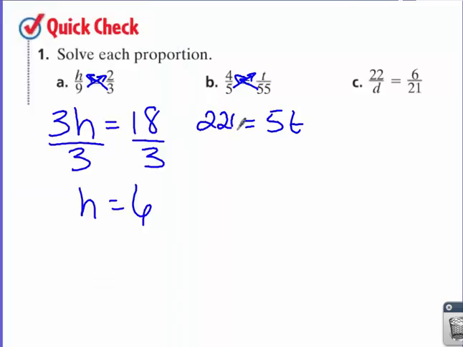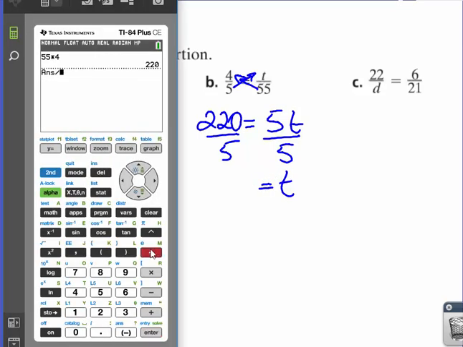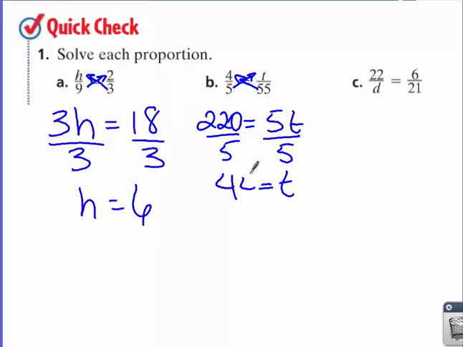So 220. Now I need to still solve for t, so I'm going to divide both sides by 5. And t is equal to, well, if we get our calculator again, we take the 220 and we divide that by 5. We come up with 44. So we end up with t equaling 44.